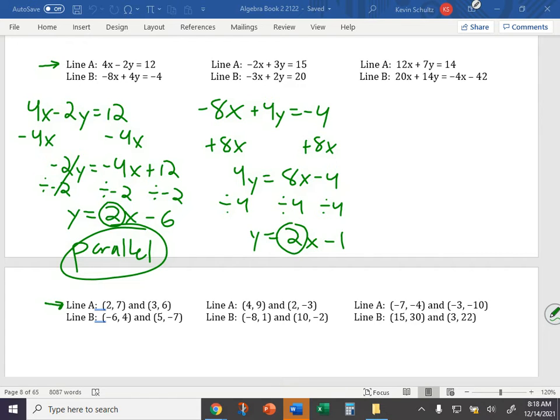Don't be thrown off by line B here. That 20x plus 14y equals negative 4x minus 42. It's not technically in standard form because our x's all aren't on the same side, but your process to put it in slope intercept form will be the same. You're going to move these 20x's over. Yes, you already have negative 4x's on the right side, but you're just going to subtract 20x from them. You'll combine the x term with the x's you already have.